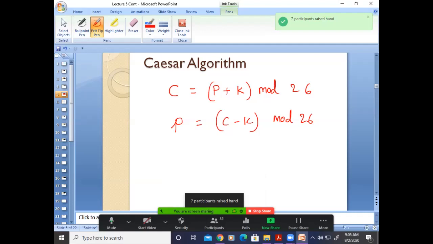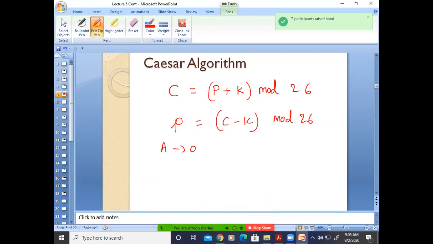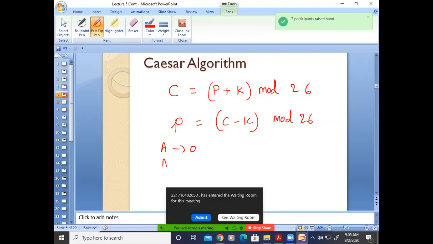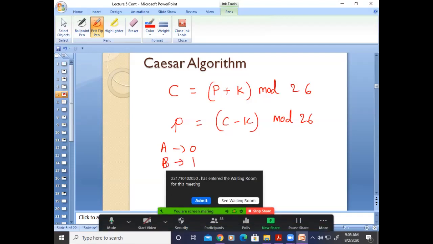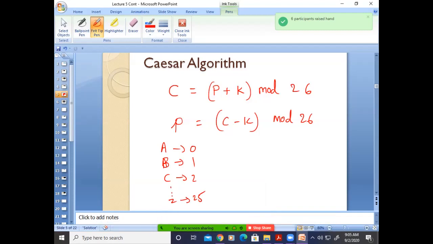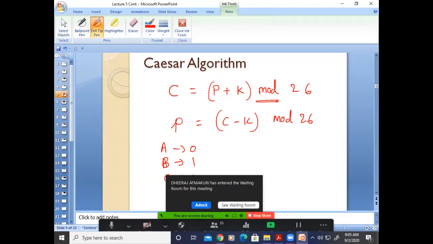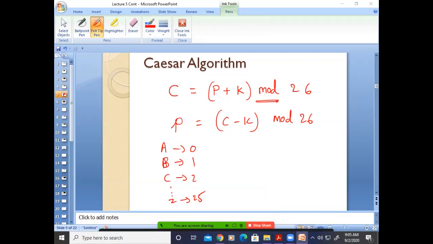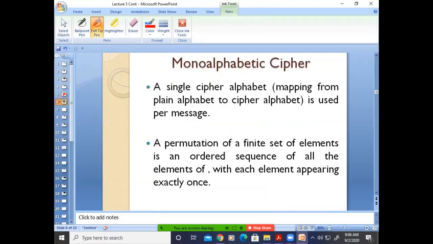And how to proceed is, we have given the numbers. A is 0, B is 1, C is 2, and so on. Z will be given as 25. Then we know the modulo operation, so we take the remainder, and whatever number comes, corresponding to that number, the alphabet will come in the ciphertext. So that is what we have seen in the previous lecture. Now we'll see the monoalphabetic cipher.